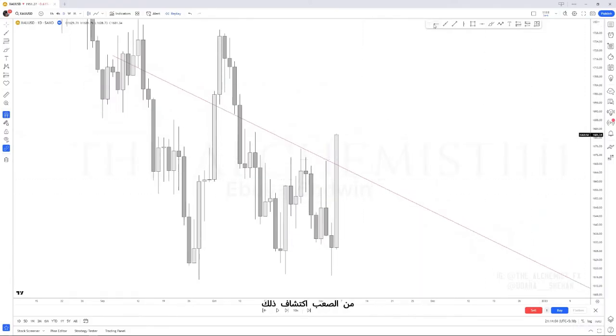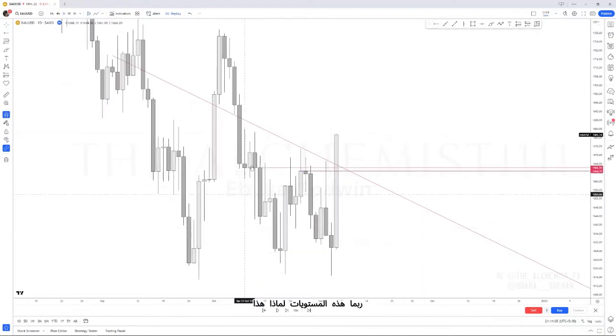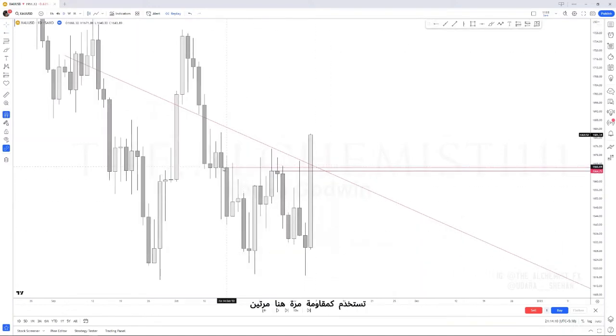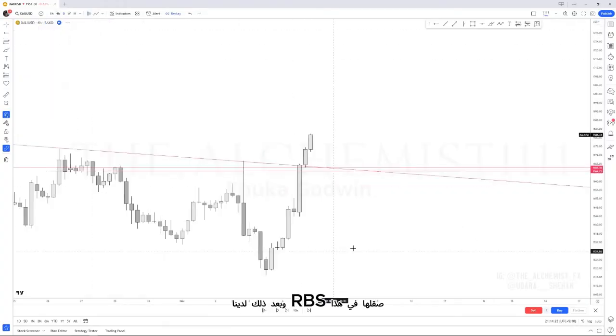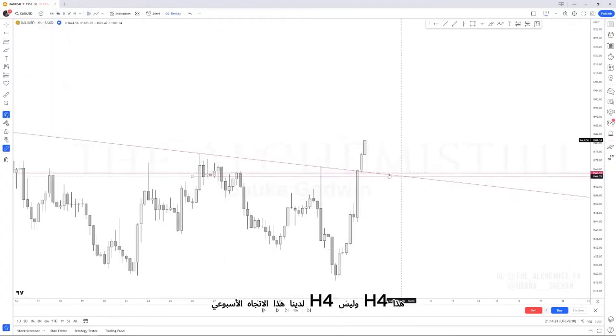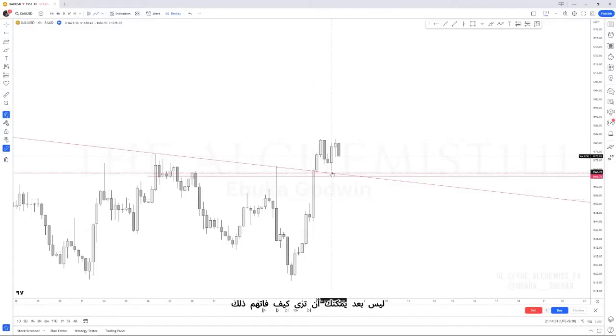That's that. And then we had these daily levels, or maybe these levels, because why this level? Can you see how many times it was used as a resistance? Once here, twice, 3 times, 4 times, 5 times, 6 times. A good zone, right? You can even refine it to this RBS. And then we have this weekly trend line as confluence. So what happened? Not yet. Can you see how they missed it? Missed it completely.